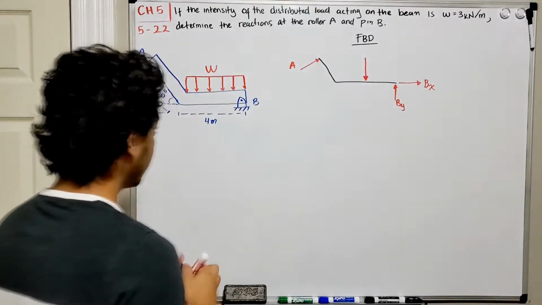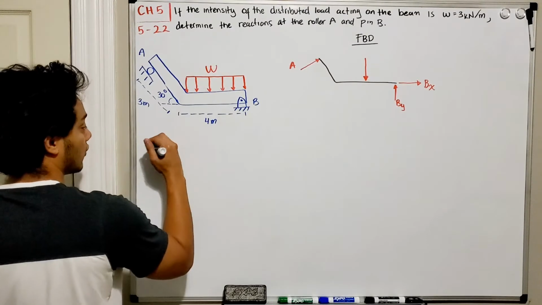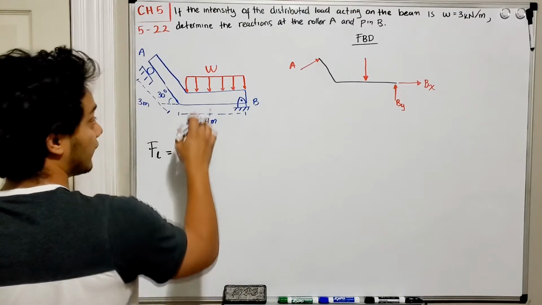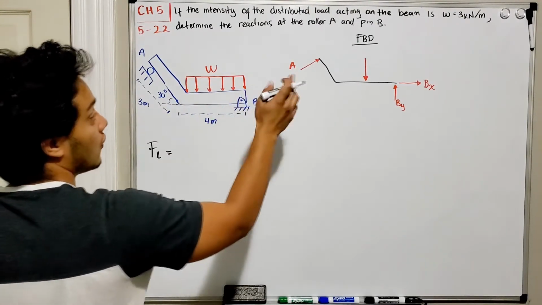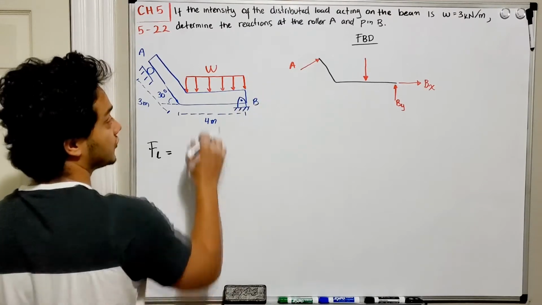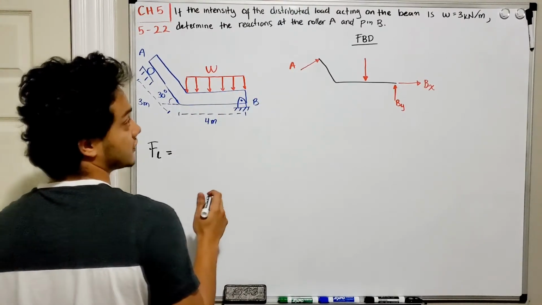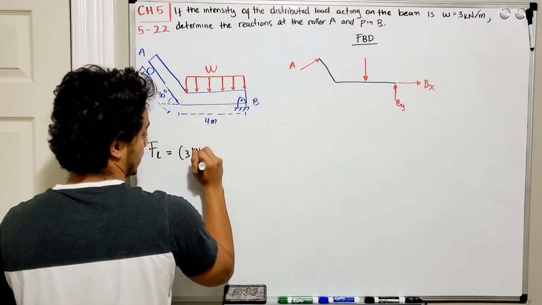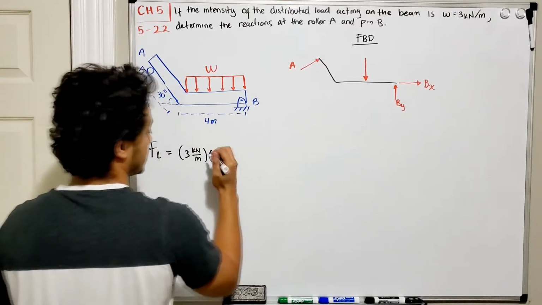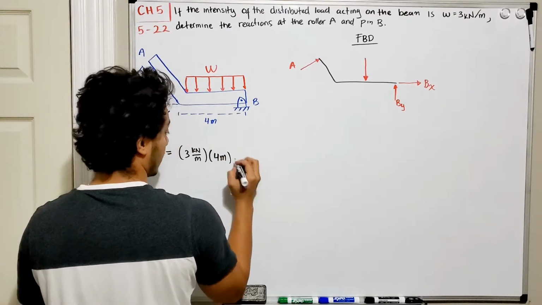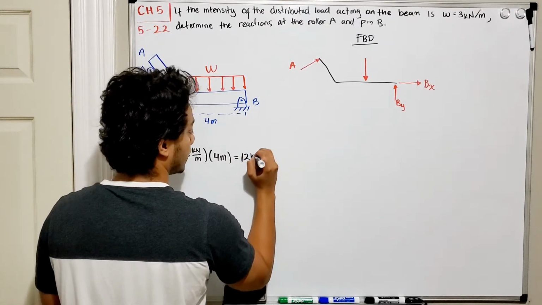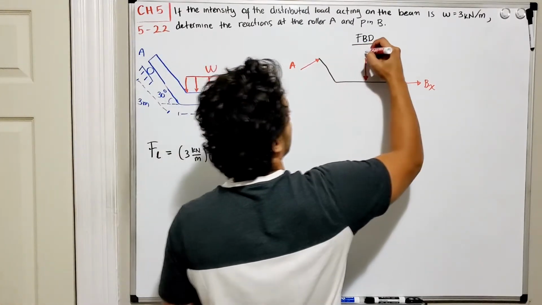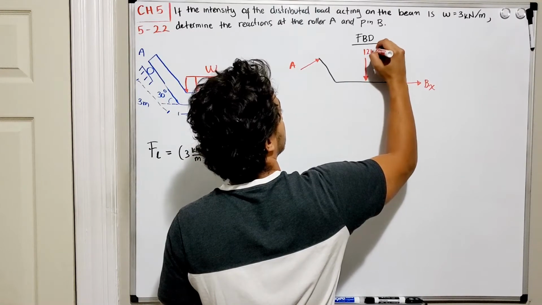Now, this distributed load, we're going to replace with a resultant force. How do we find that force that we're going to call FL, L for the load? We find the area. The height of these rectangular red forces is equal to 3 kilonewtons per meter, and we're going to multiply by the base. Well, the base is equal to 4 meters. So we find that this is equal to 12 kilonewtons.